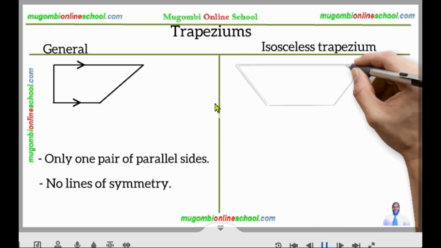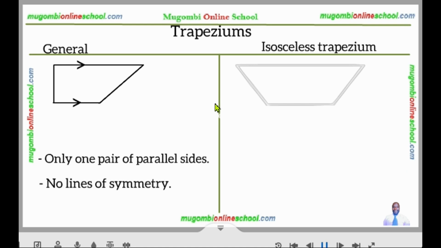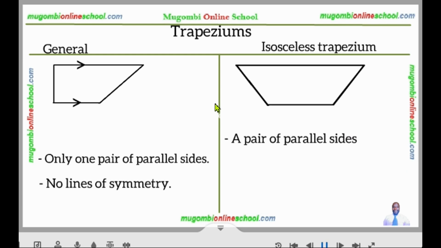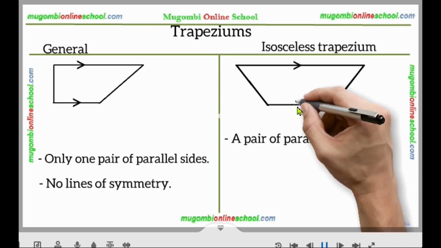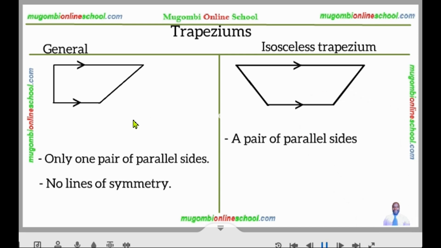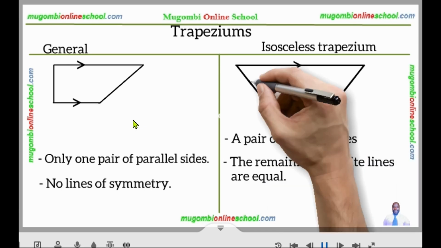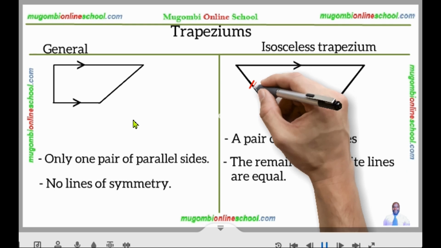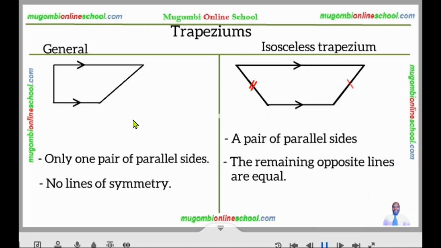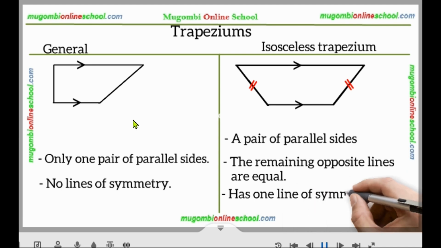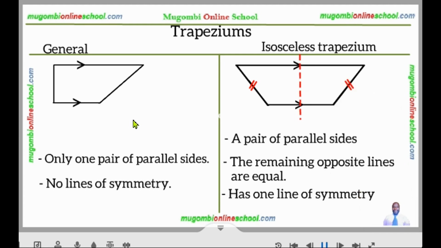Then an isosceles trapezium has got a pair of parallel lines. In this case, this line is parallel to this line, and it is indicated by these arrows. And then the remaining opposite sides, or the lines, are equal. So if those opposite sides are equal, it means that it is an isosceles trapezium. And again, it has only one line of symmetry. In this case, the line of symmetry is positioned at this point perfectly.